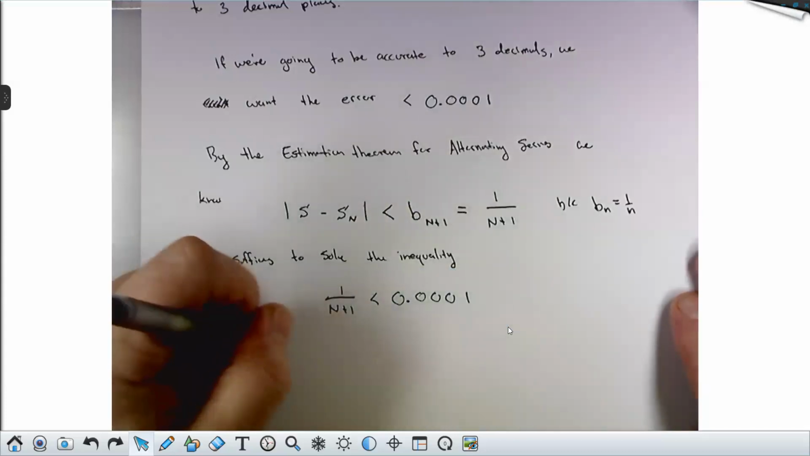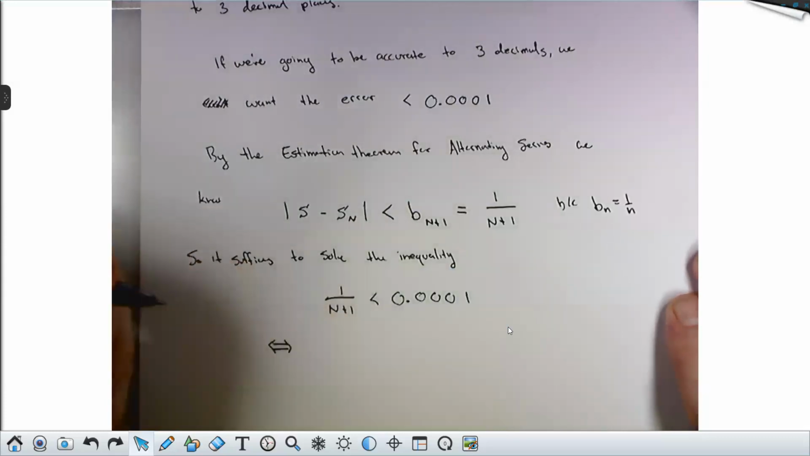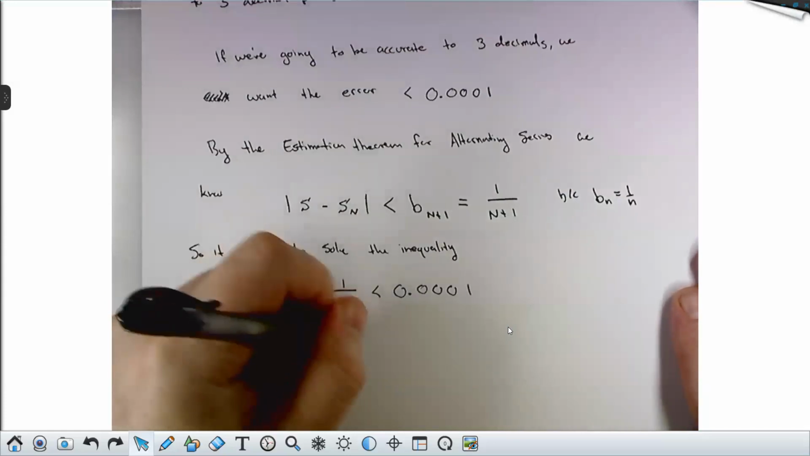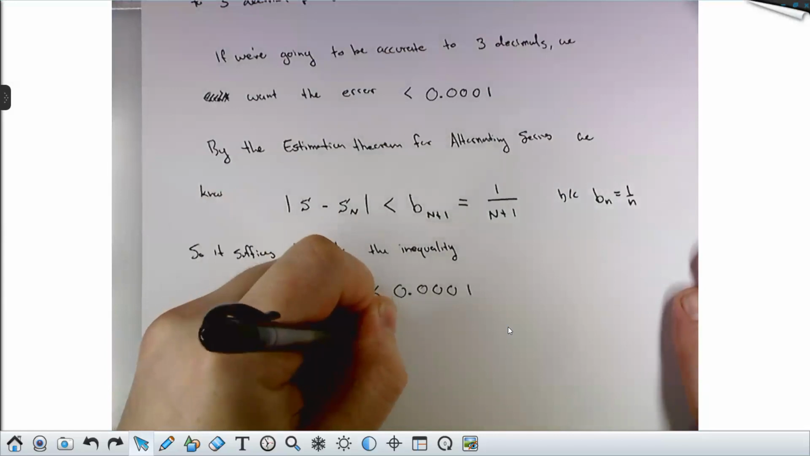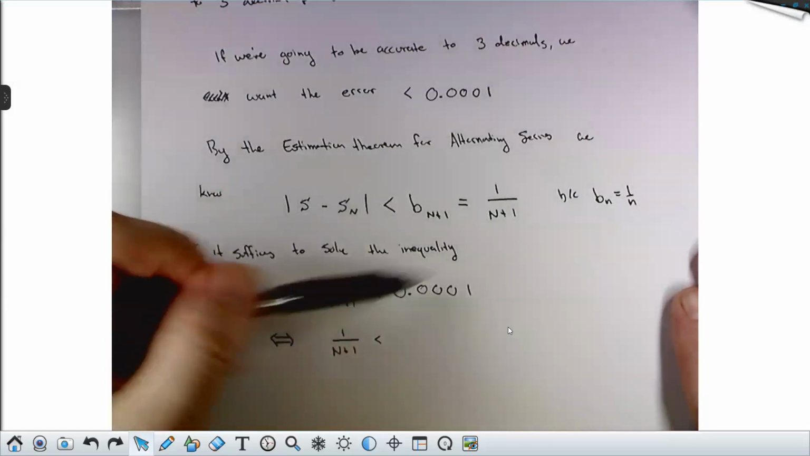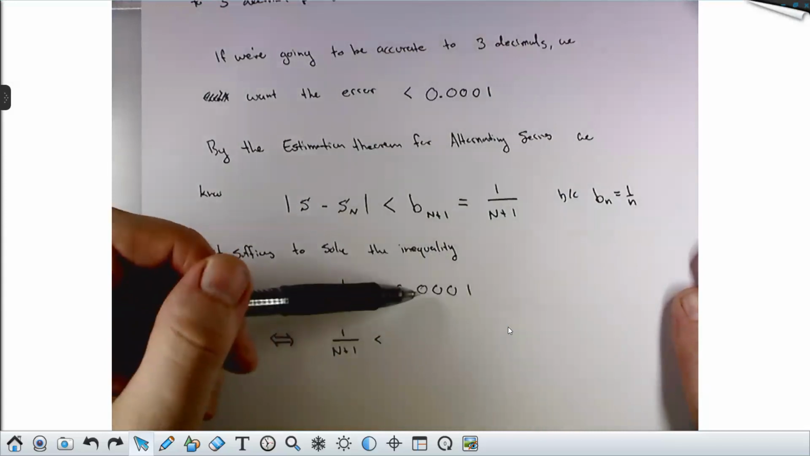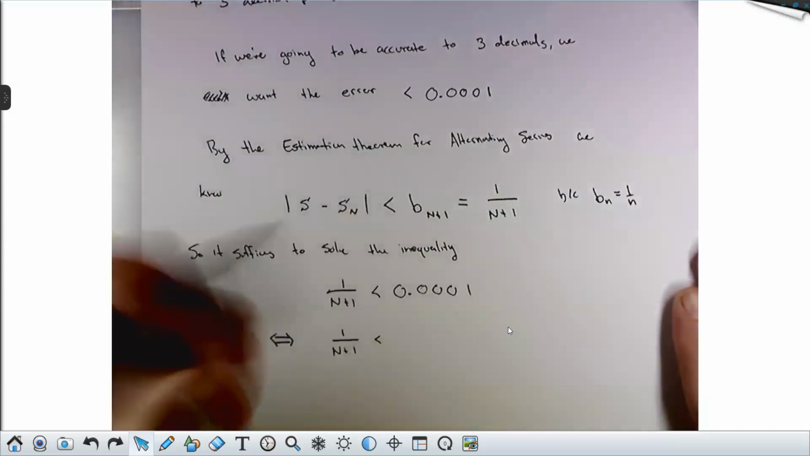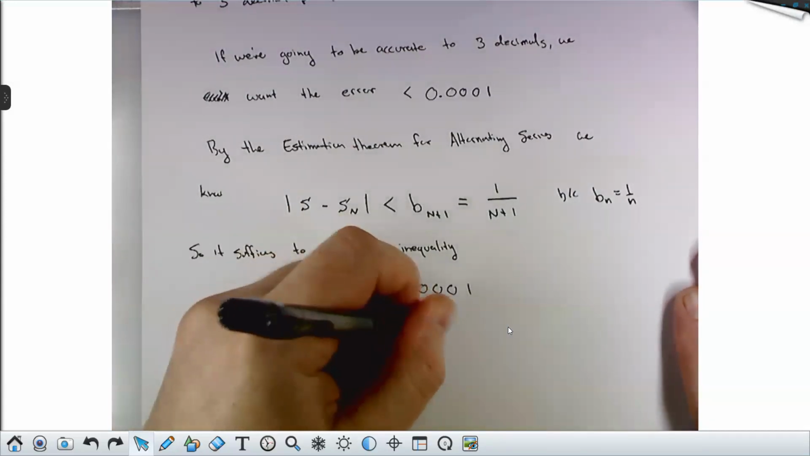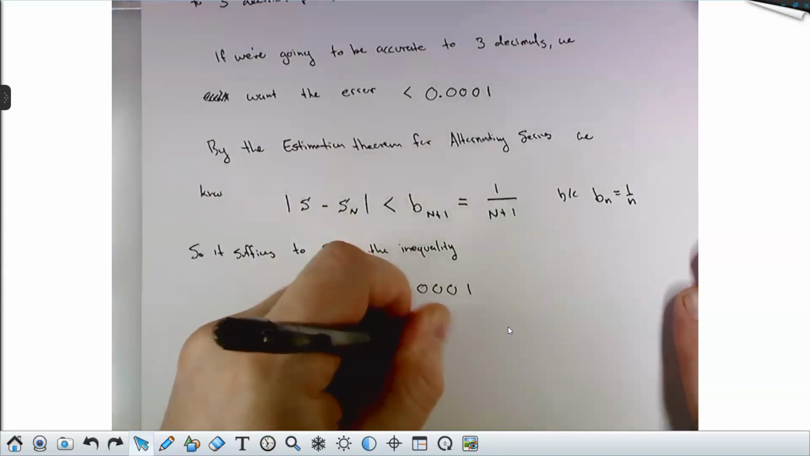Solving an inequality like this can be tricky, especially since we're only interested in whole number solutions. I'll show you how to do it here. This means 1 over n plus 1 needs to be less than, let's write this as a fraction also. 1/10, 100th, 1,000th. This would be 1/10,000. So I need 0.0001 as a fraction. That's 1 over 10,000.